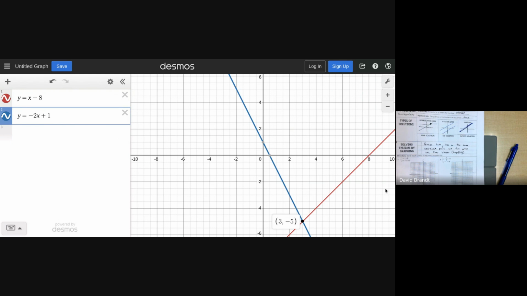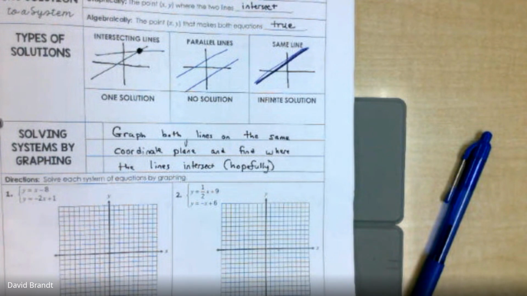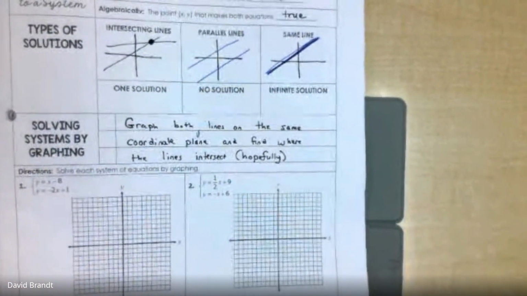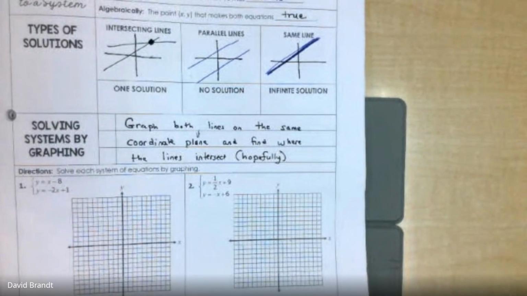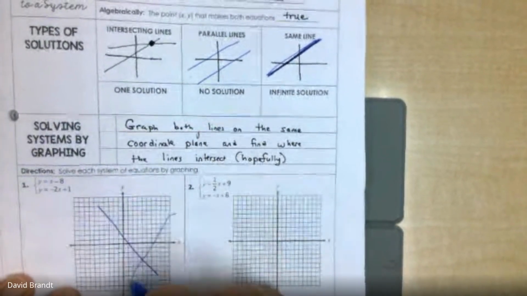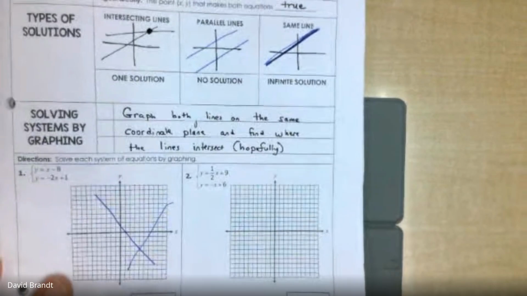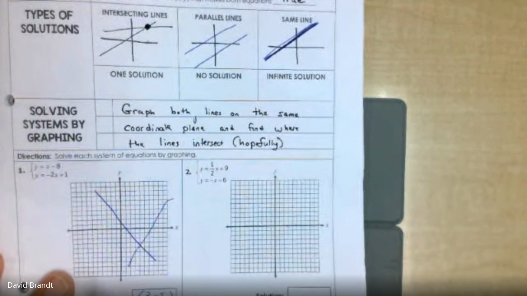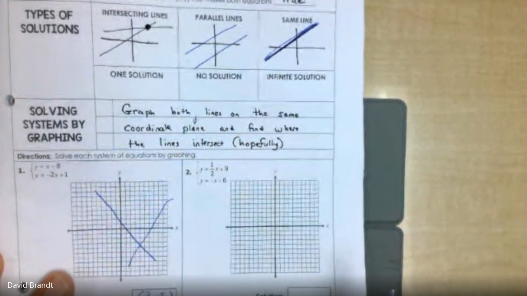They cross at 3, negative 5. So all you've got to do now is say, well, what did the two lines look like? They looked basically like this, but they crossed at 3, negative 5. So all you do is type it on Desmos and click. Type and click.